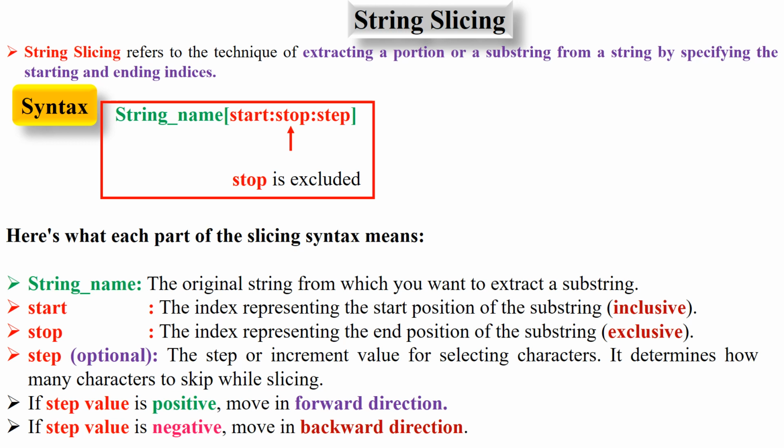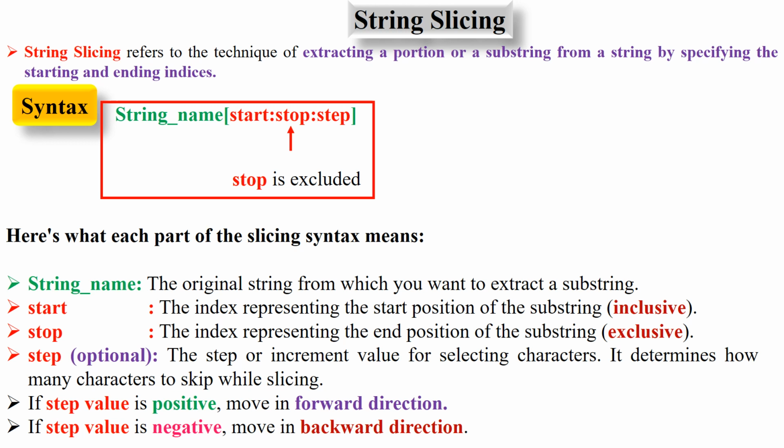Chunk of characters can be extracted from a string using slice operator with 2 indices in square brackets separated by colon. The basic syntax for string slicing in Python is string_name[start:stop:step]. Here stop is excluded. Here's what each part of the slicing syntax means.